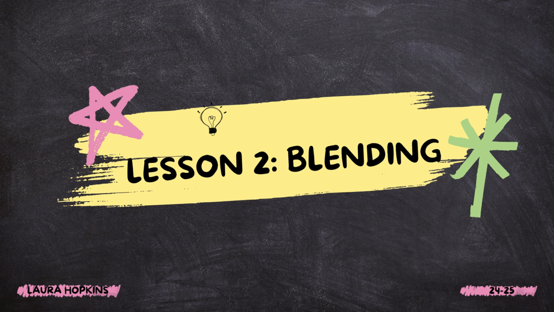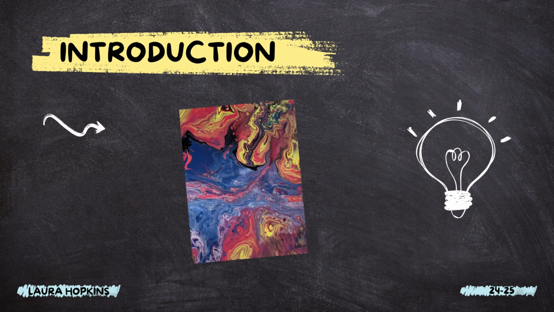Welcome to Lesson 2, Blending. In this lesson, we are going to learn the second layer of the phonemic awareness strategy in reading. In reading, when this strategy is used, phoneme blending is when a student can listen and pull together each individual sound to make any given word.